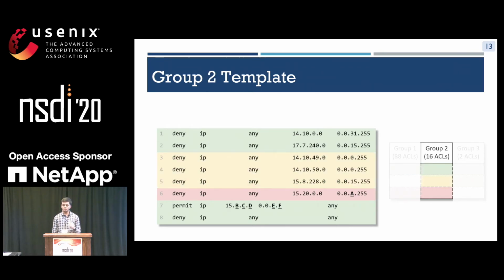Group 2 consists of all the 3 colored lines, so the template of group 2 consists of all the 8 lines from the meta template. For group 3, it consists of only the green and yellow lines, so the red line is missing from the template of group 3.